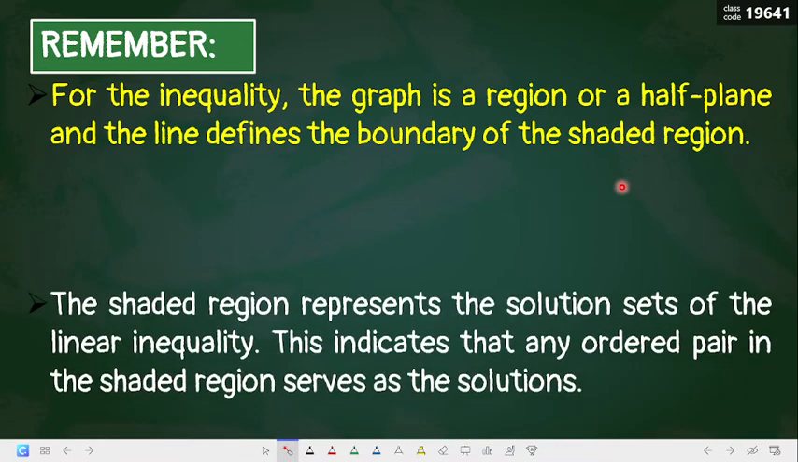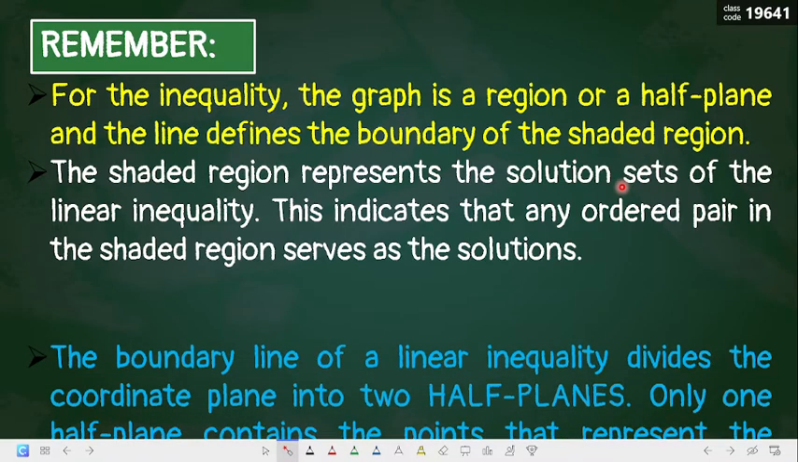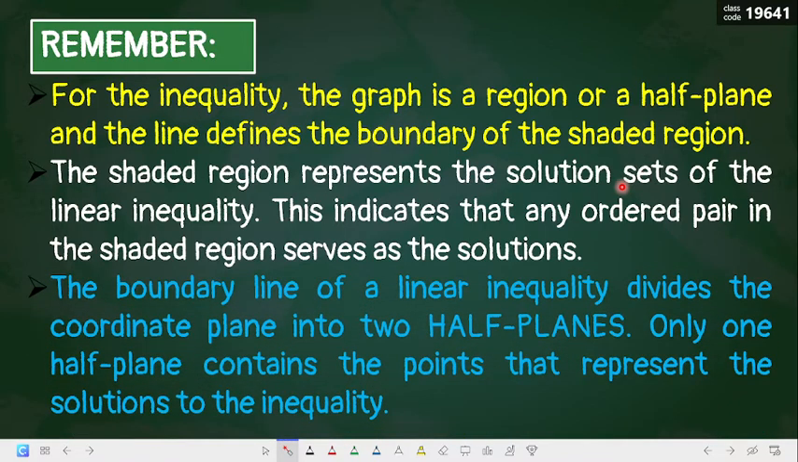So, meron tayong shaded region. Ito yung nagre-represents the solution sets of the linear inequality. So, kamukha ng sabi ko kanina, yung shaded part natin, that is the solution sets for linear inequality. So, madami yon. This indicates that any ordered pair in the shaded region serves as a solution. So, basta nasa shaded part, pag kumuha ka ng ordered pair doon, tapos sinubstitute mo doon sa inequality, magiging true yung ating sagot. The boundary line of a linear inequality divides the coordinate plane into two half planes.